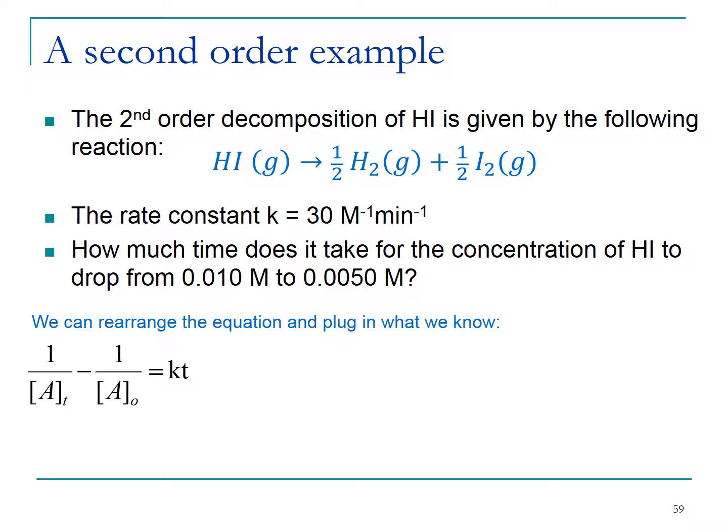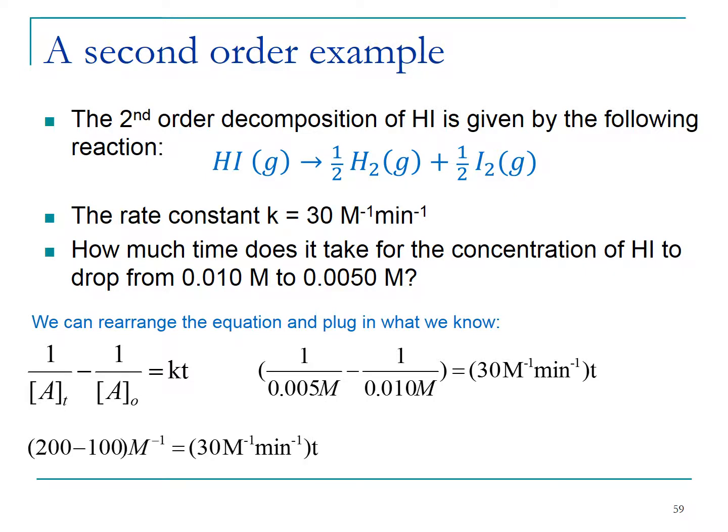So here's the equation, 1 over [A]t. This time I just brought the 1 over [A]0 onto the same side of the equation to make it easier, equals kt. So plug in those numbers: 1 over 0.005 minus 1 over 0.01 equals 30t. So go ahead and do the math. 1 over 0.005 is 200. 1 over 0.01 is 100. So 200 minus 100 is 100 equals 30t.